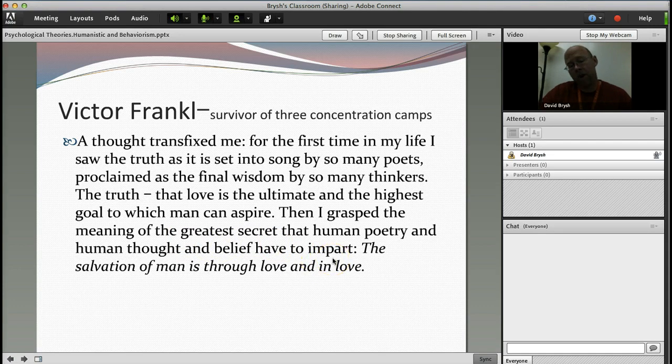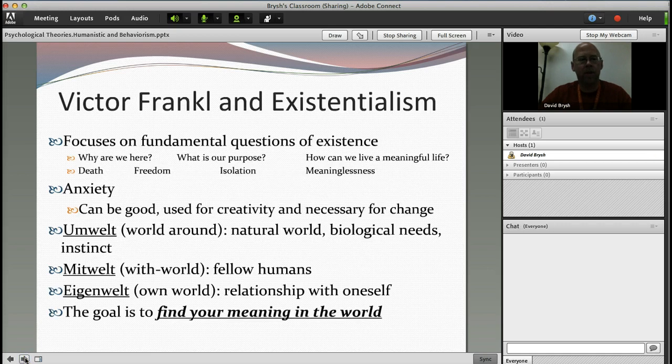Which I find kind of remarkable, it's amazing that he could say something like, the salvation of people is through love, after what he had seen and what the Nazis had done to his family and to 3 million Jews. That's amazing to me. He was an amazing guy, though. I know one person was researching him, and he's a real interesting story.